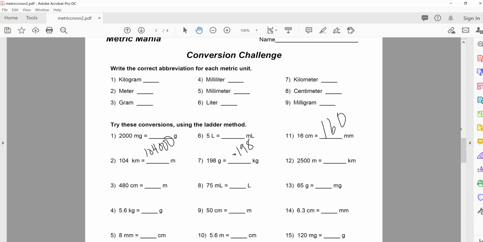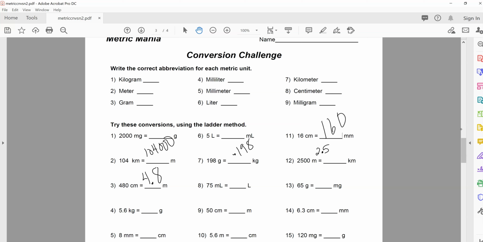2,500 meters to blank kilometers. Meters is the base unit. We're moving 3 steps to kilometers. So we're going to the left, so you can divide by 1,000 or move the decimal point 3. So 2.5 kilometers. 480 centimeters to meters. Centimeters is less than meters, and it's 2 steps less. So we can divide by 100, or we can move the decimal spot twice to the left.